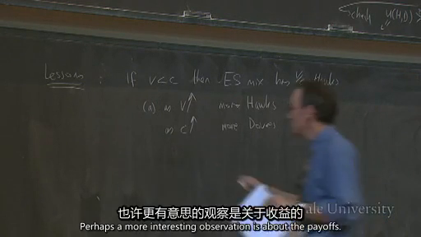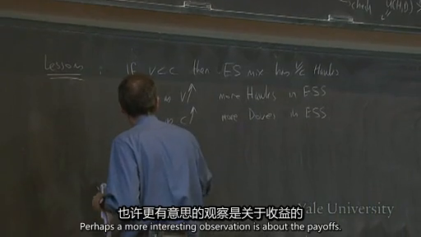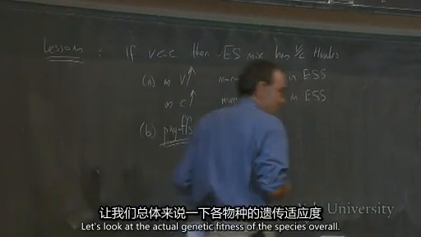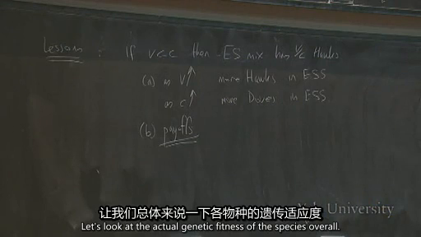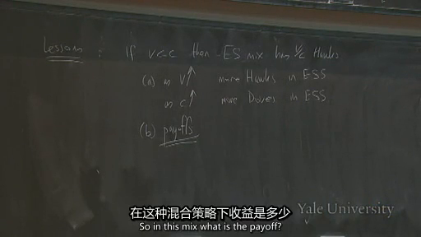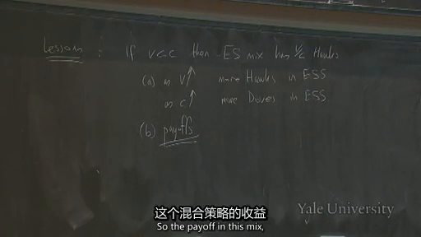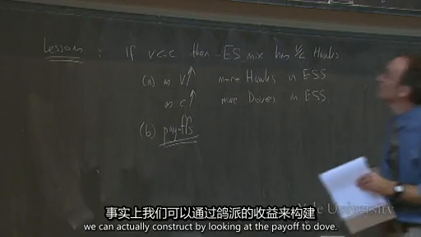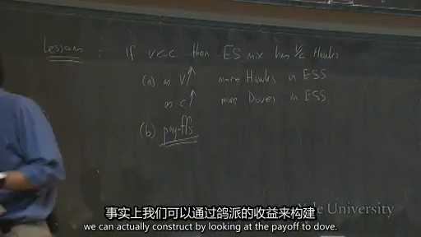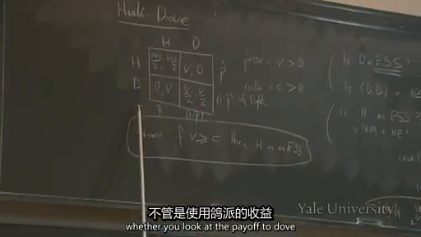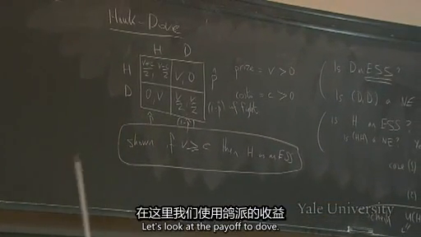All right? Perhaps a more interesting observation is about the payoffs. Let's look at the actual genetic fitness of this species overall. So in this mix, what is the payoff? Well, how are we going to figure out what is the payoff? So the payoff in this mix, we can actually construct by looking at the payoff to dove. It doesn't really matter whether you look at the payoff to dove or the payoff to hawk. Just look at the payoff to dove.